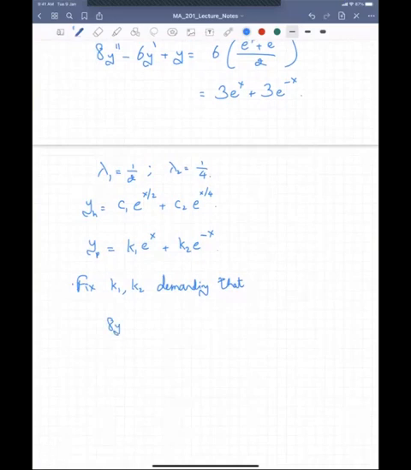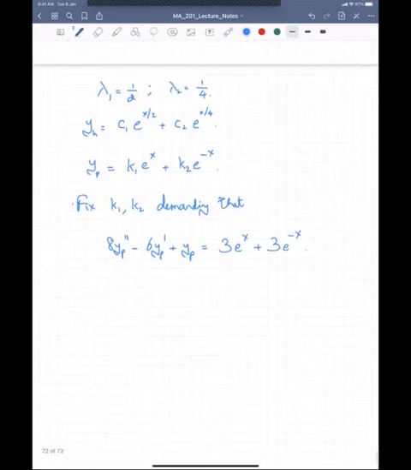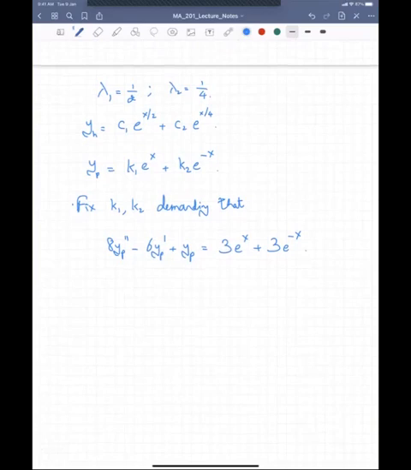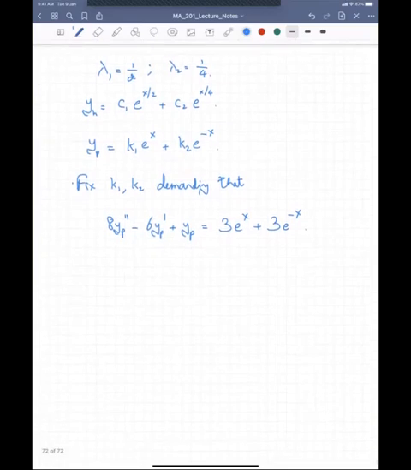So 8 yP double prime minus 6 yP prime plus yP equals 3 e to the x plus 3 e to the minus x. How will you solve this? So you will plug this ansatz back here, and you will equate all the coefficients of e to the x and all the coefficients of e to the minus x, and that will give you k1 and k2. So do this and you will find that yP is actually equal to, the coefficient k1 should be 1 and the coefficient k2 should be 1/5.